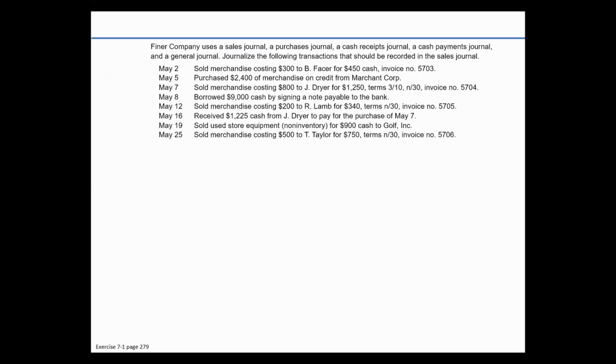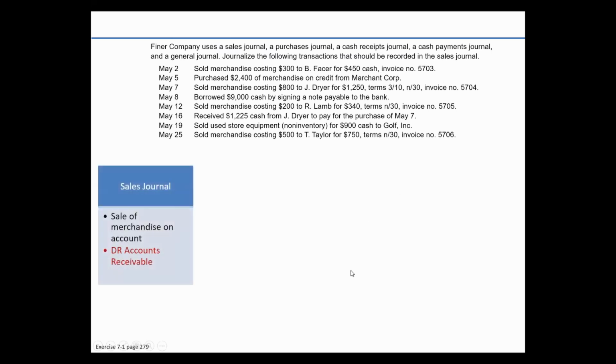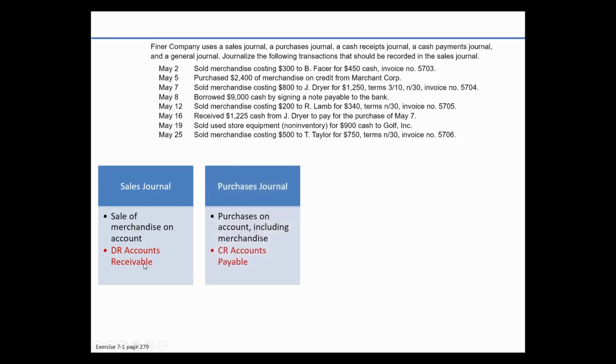So we see here that the Finer Company uses a sales journal, a purchases journal, a cash receipts journal, a cash payments journal, and a general journal. And so first of all, we're going to journalize the following transactions that we would record in a sales journal. Okay, so the sales journal is used when we sell merchandise on account. And so we debit accounts receivable, and then the credit would be to sales.